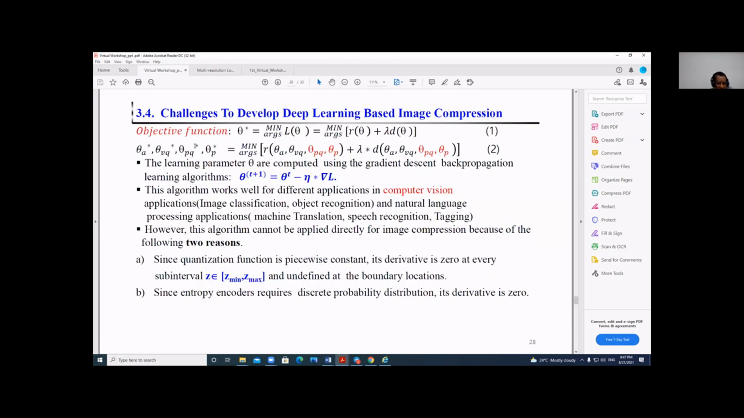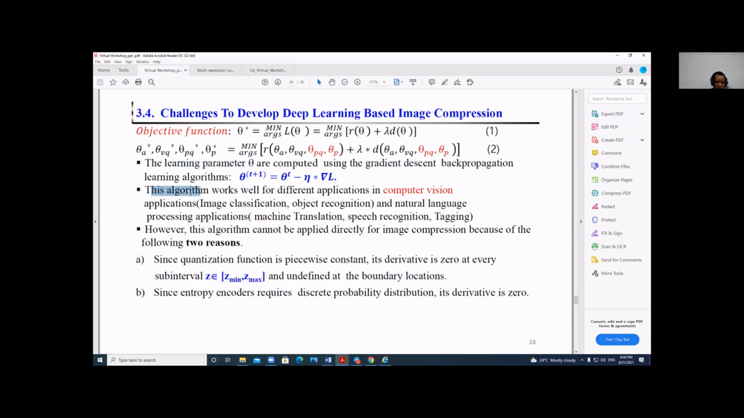Now there is a challenge. The challenge is that in the function, there is a quantization. So this is visual quantization. The quantization is a discrete function. The probability distribution is also a discrete probability distribution, but deep learning works based on the gradient descent backpropagation algorithm. So this is the loss function. The gradient, or the derivative, of the loss function will be zero or undefined for the quantization function and for the discrete probability distribution. So these are the two problems.